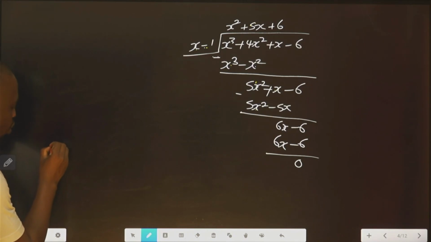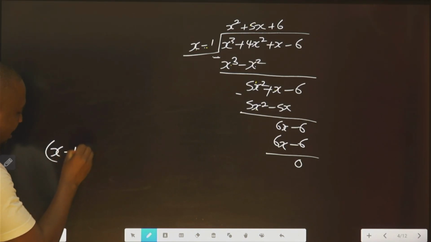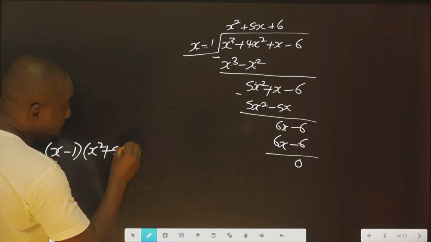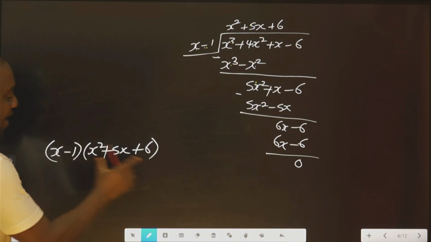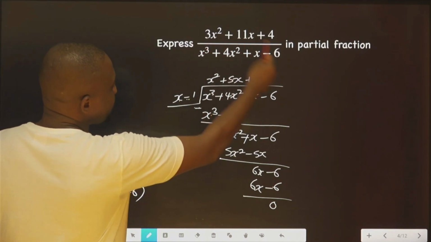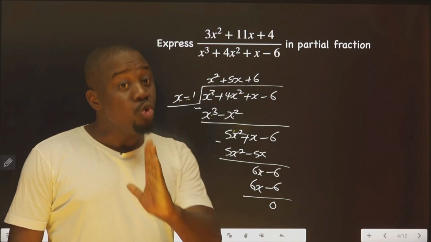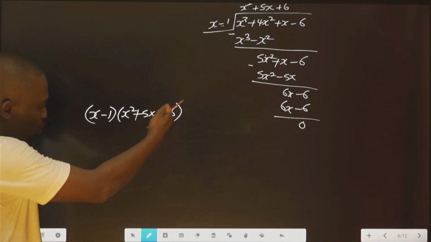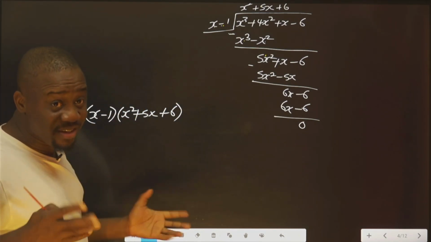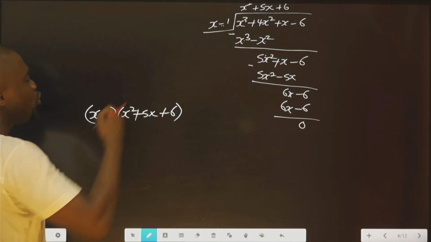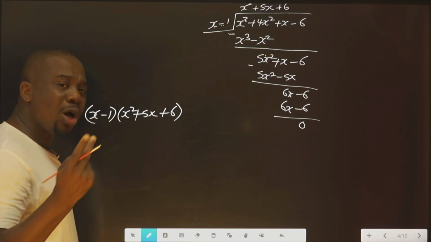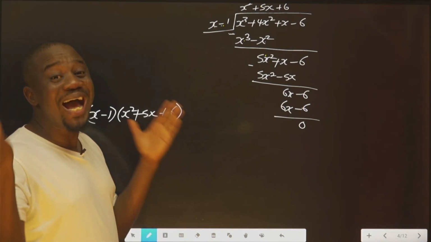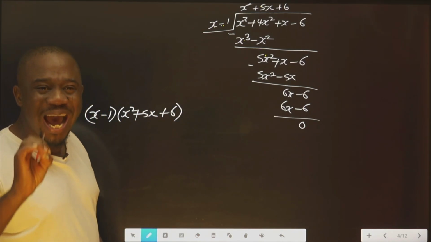So now, we know that this and this are the factors of this polynomial. All you have to do now is to work on this, to factorize this. We have done factorization on this channel. How do you factorize this? We say, what are those two numbers that if you multiply them together, you have 6, and if you add them, you have 5? That is 2 and 3.